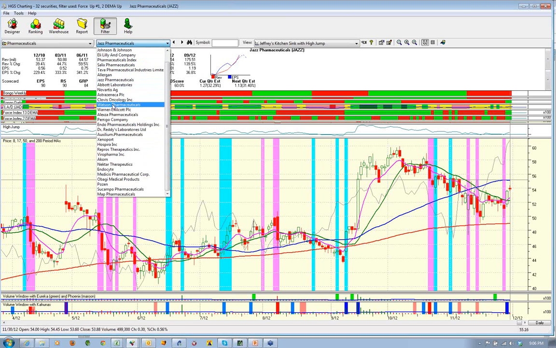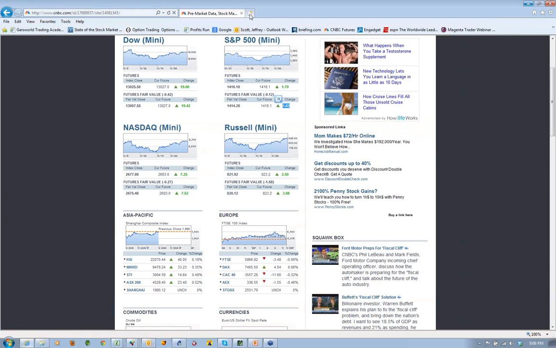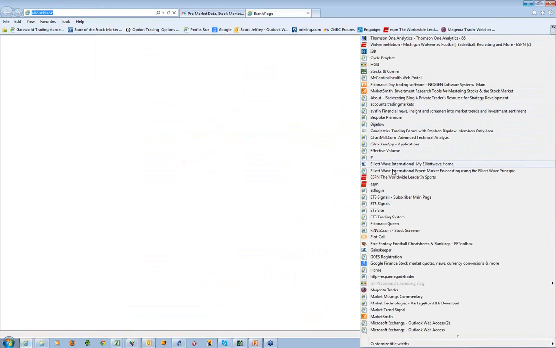Watson is another stock that I like a lot, and one that perhaps is going to continue to be a leader going forward. In fact, this one's worth pulling up Market Smith. Take a second. I use a lot of tools. I use too many tools.